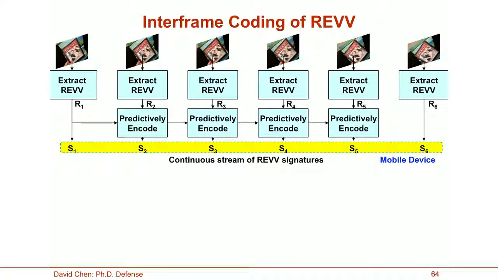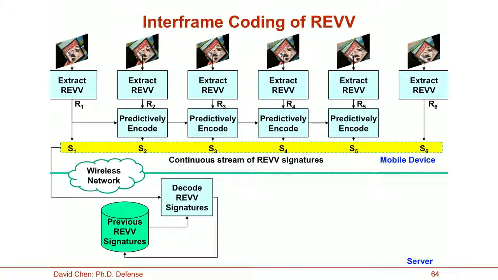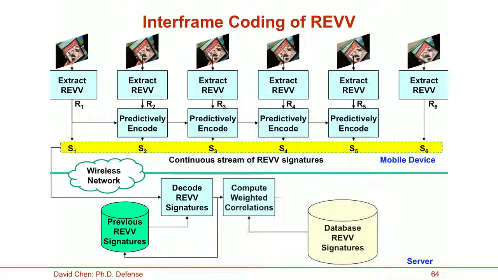What we generate is a low bit rate, continuous stream of REVV signatures that we can send to the server. On the server, we decode the REVV signatures, and we'll compare the transmitted REVV signatures against the database signatures stored there, so that we can send back the recognition results and the features for the top-ranked database candidates back to the mobile device.